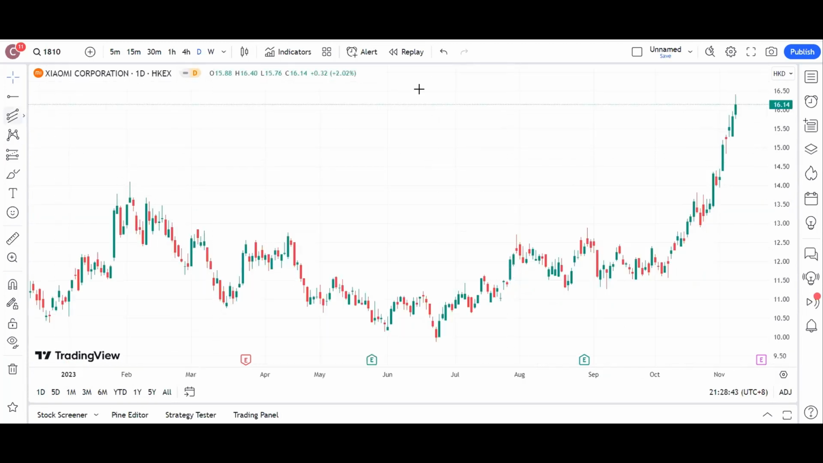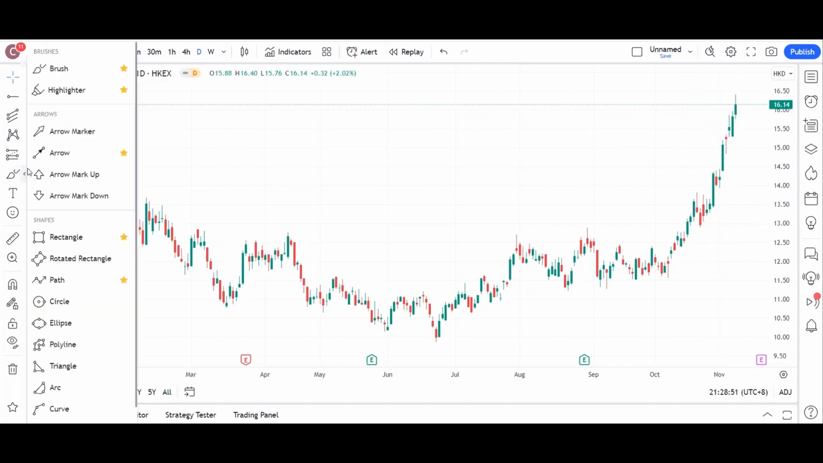Okay, so Xiaomi. Someone asking how to identify the entry point. I mean, for this kind, they already ran already, right? Basically, as of now, you cannot do anything yet, okay?